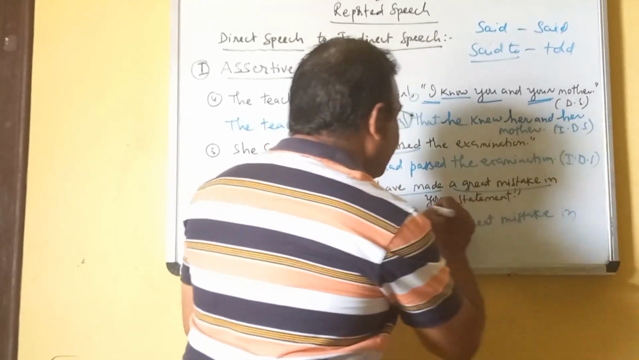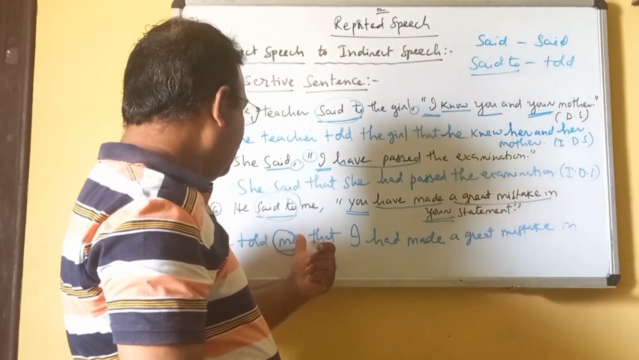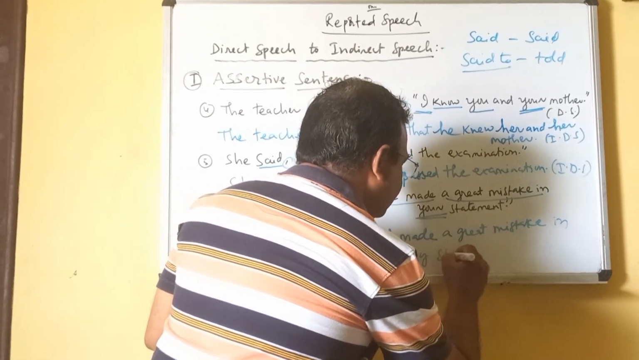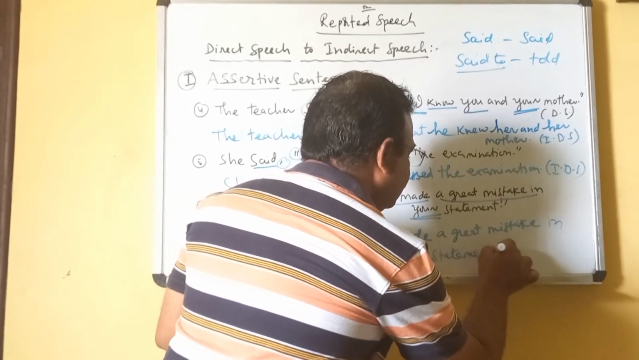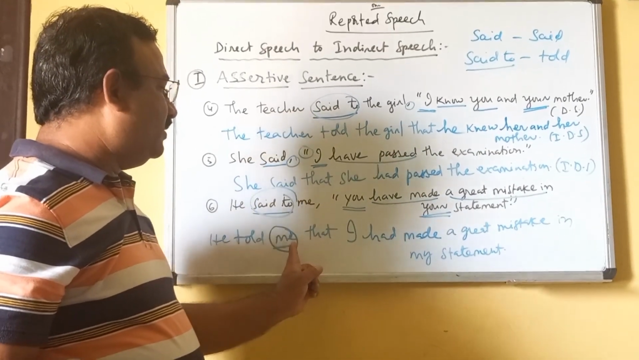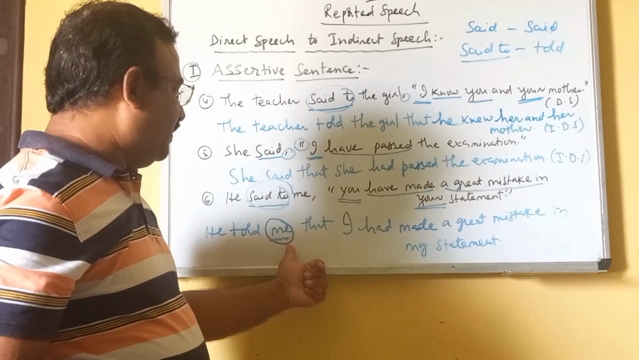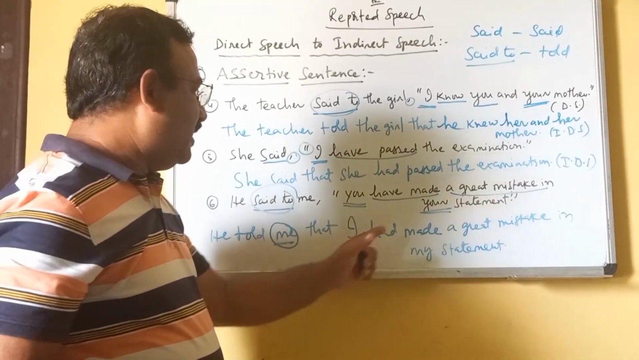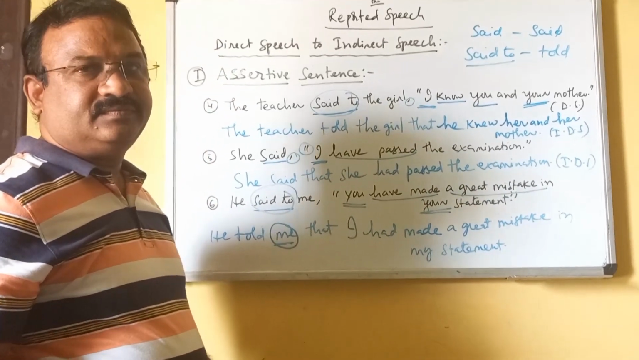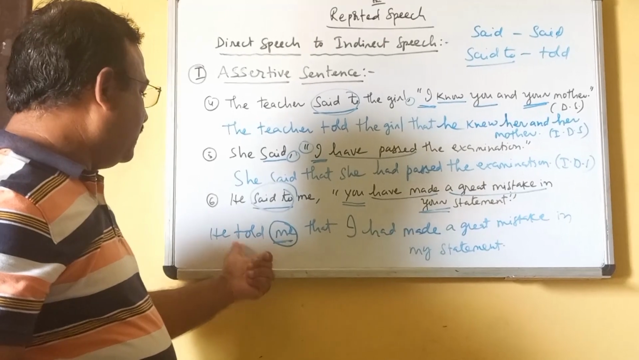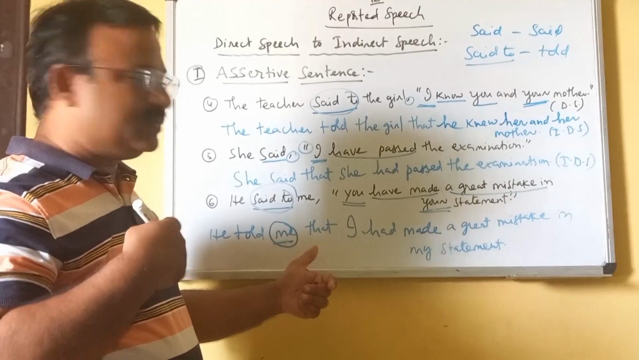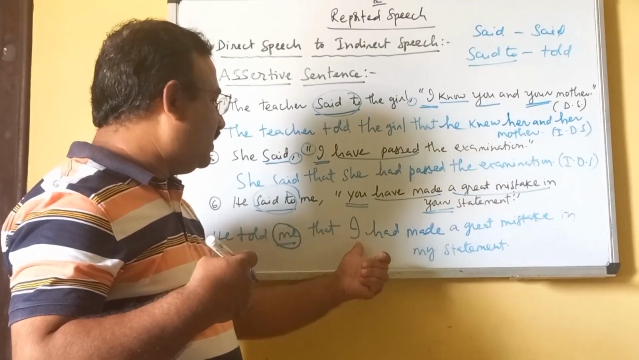In your statement, so here my statement. Now the first person will become like this. Me here will become I, and your mistake will become my mistake. Understand? Because he told me, first person. He told me. So you can change like this.